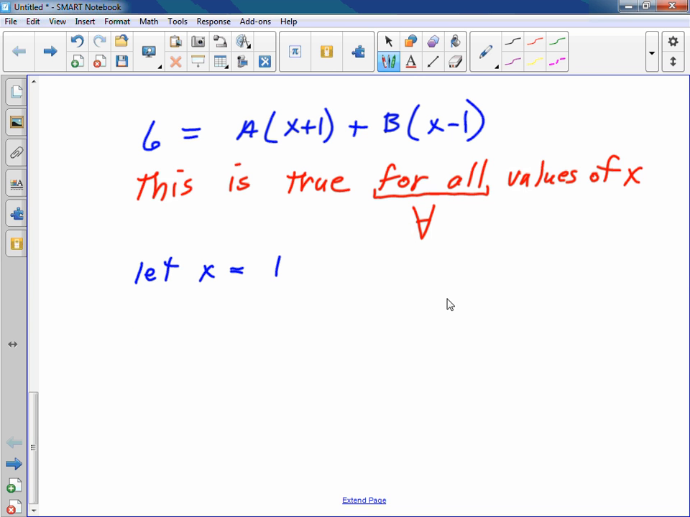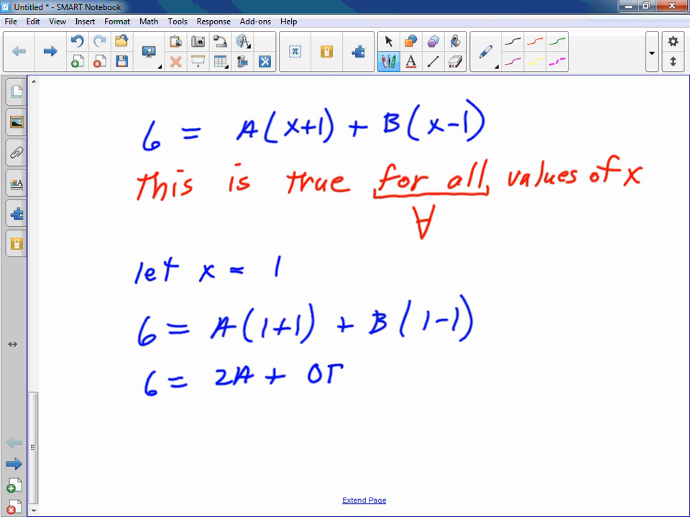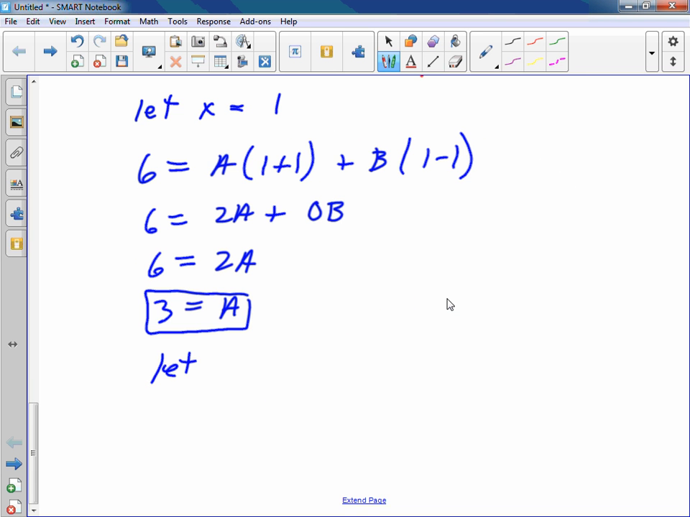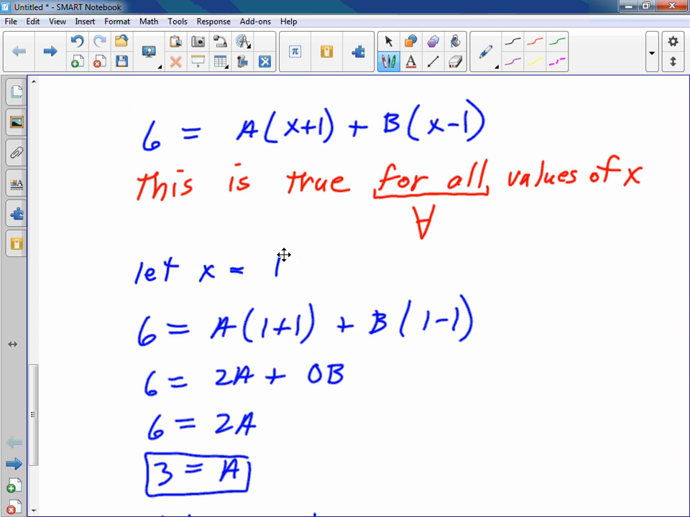1. I don't know. 6 equals a times 1 plus 1 plus b times 1 minus 1. So that 6 equals 2a plus 0b. 6 equals 2a. So a equals 3. There's 1. Okay? Let's do another one. Let x equal negative 1. You see the madness here? I chose 1 here because I knew that I would be able to eliminate b temporarily.